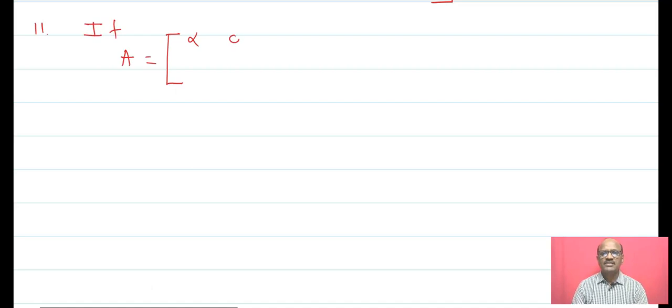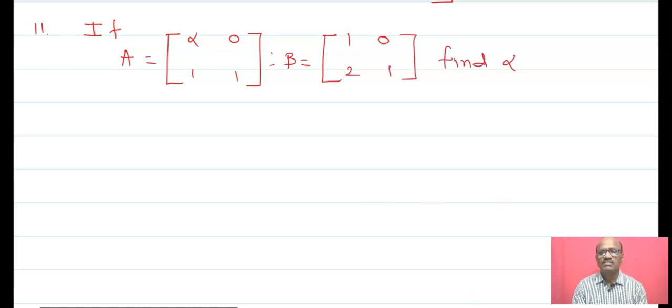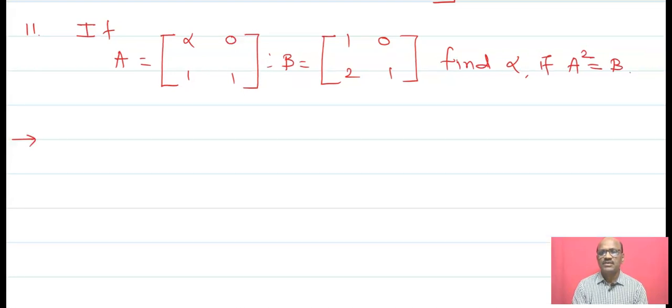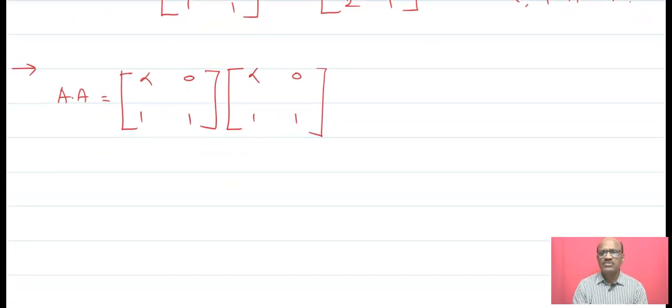Next, if A is equal to alpha 0, 1, 1 and B is equal to 1, 0, 2, 1, find alpha if A square is equal to B. This is the expression we have been given. What do we want to do? We will find A square and equate it with B. Now A square means what? A into A. That is alpha 0, 1, 1.